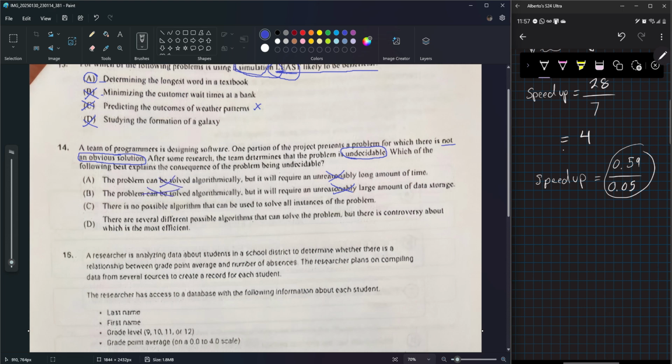There is no possible algorithm that can be used to solve all instances of a problem. There are several different possible algorithms, so no. So there is no possible algorithm that can solve all instances of a problem. That's what undecidability means. So there might be some instances where the problem has a yes answer, but it cannot answer all of them. That's why it's undecidable, because the problem cannot be decided every time. So let's see.